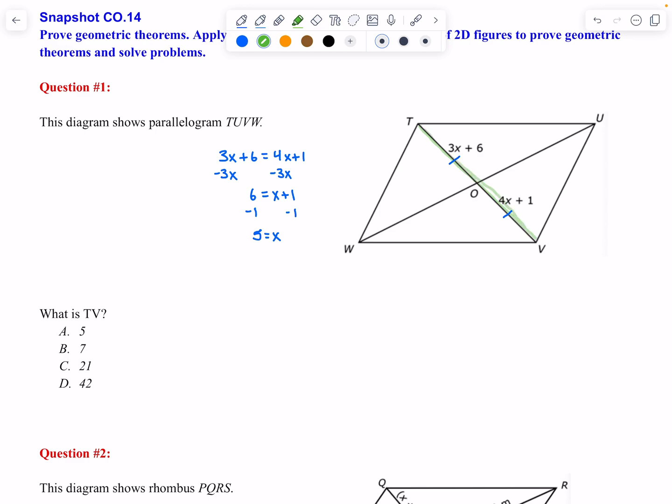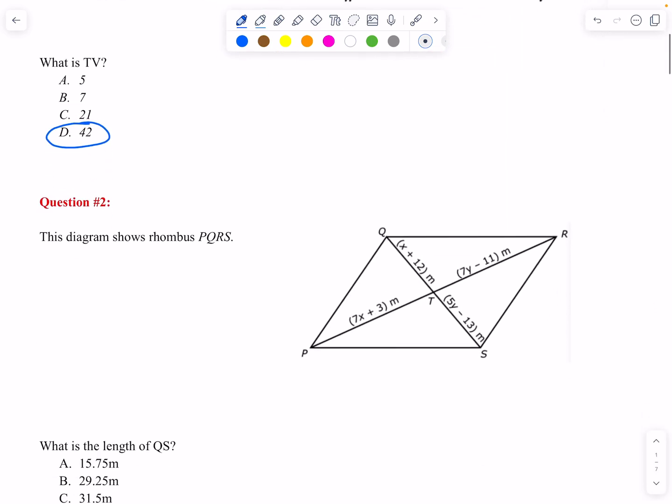So we're going to plug in x and figure out what that would be. So I'm going to say 4 times 5 plus 1 will give me 21. And then I know that those are both equal to the same thing. So 21 plus 21 will give me TV, which is 42. All right, let's look at question number 2.